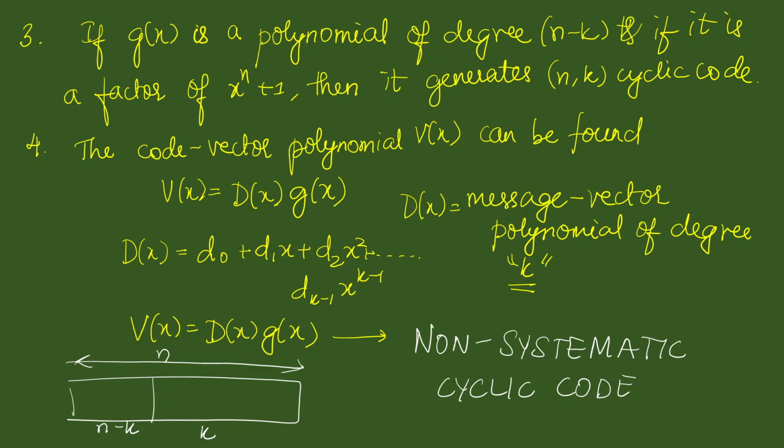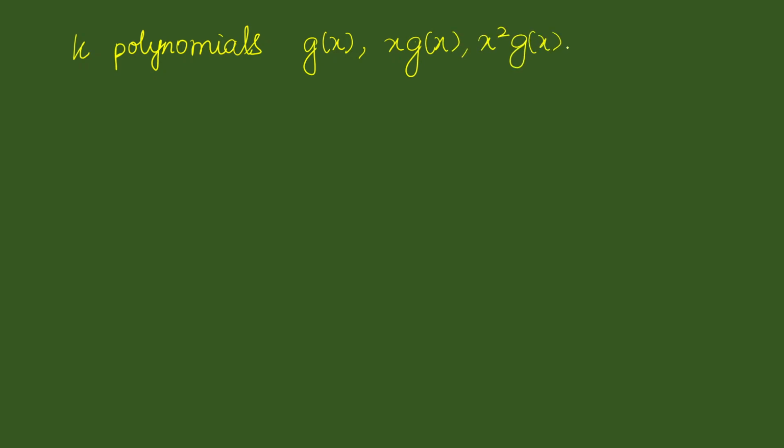So how to obtain v of x is, firstly, consider we have k number of polynomials. Why k number of polynomials? We know that the size of the input data is k. Assume that I have k number of polynomials, which are g of x, x into g of x, x square into g of x, and so on.